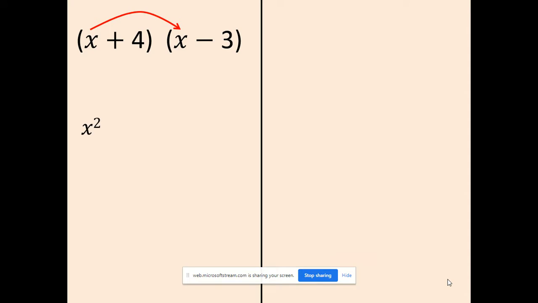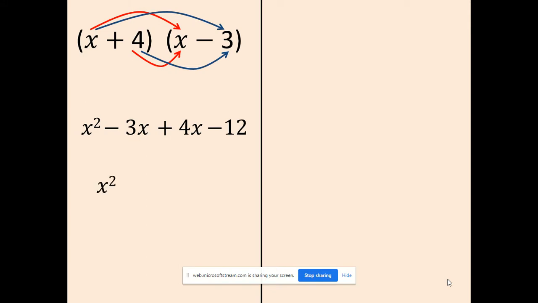That gives me x squared. Then I do x times minus 3. Be careful, the minus sign is not plus 3x, it'll be minus 3x, okay? And then you got 4 times x, that will be plus 4x. And then you do 4 times minus 3, that would be minus 12. Okay, be careful of the minus signs.